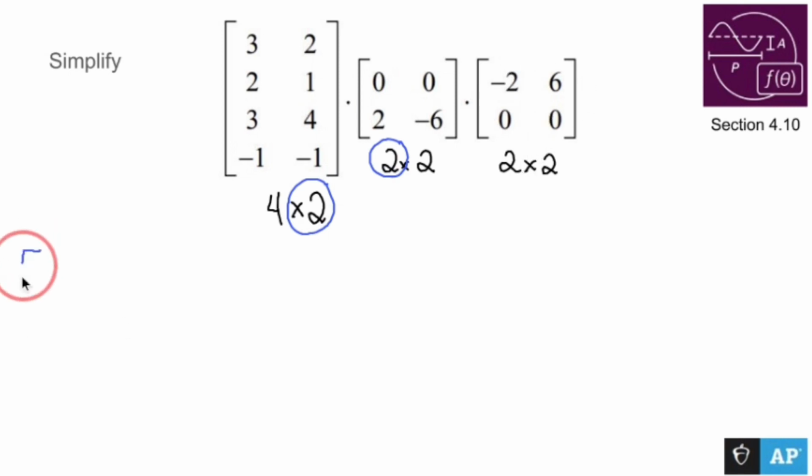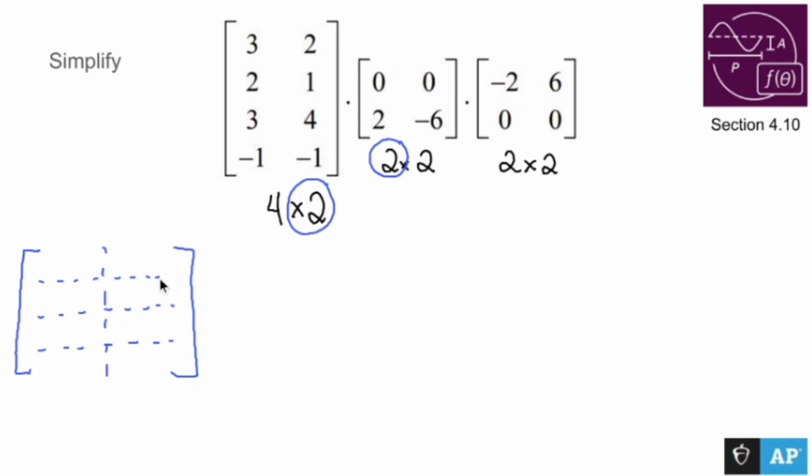Now, in a previous example, I showed all of my steps. I'm not going to go super crazy showing all of my steps just because I'm going to need the space. I'm going to end up with a 4 by 2, and I'm definitely going to need the space. So what you do is you take your first matrix, split it up by rows, and you take your second matrix, split it up by columns.